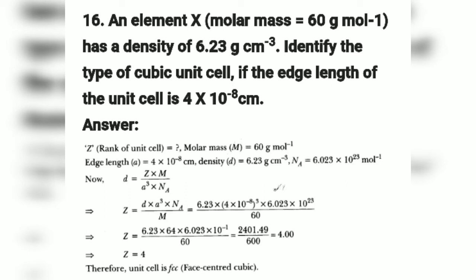So when you divide this, you are going to get the answer 4. Again you are getting the answer 4 over here. That means your cell is having the answer 4, meaning the constant particle count is 4, which means your unit cell is face centered. It is again the face centered unit cell.